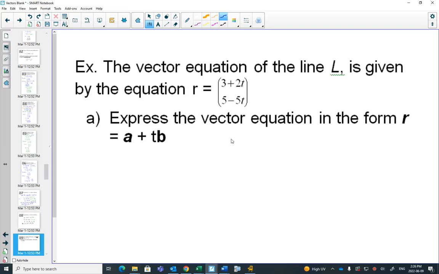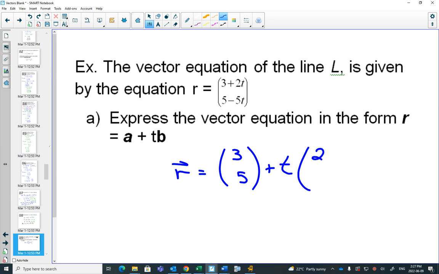So then sometimes we get vector equations of lines written in sort of a third form. And this is what happens in this equation. They've given us the x-coordinate and the y-coordinate. Can you see that you could break this up to being 3, 5 as a first vector, plus the scalar t times 2 and negative 5?